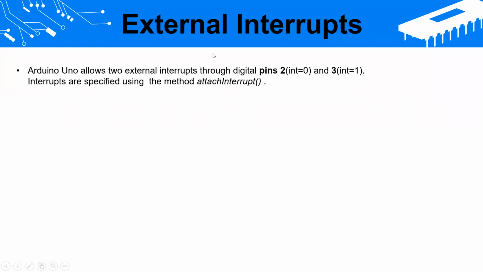Okay, I'll do an example. Since this is an external interrupt, in our Arduino Uno board we have only 2 pins to use as external interrupts. Digital pin number 2 is referred to as 0, and pin number 3 is referred to as 1 inside this interrupt function. The function is called attachInterrupt, and at the setup point you have to specify it.